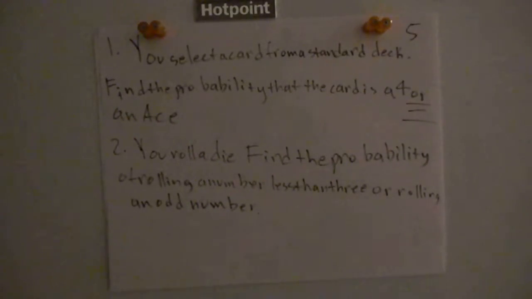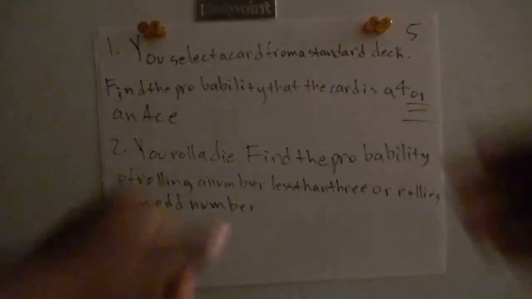For our first example, you select a card from a standard deck. Find the probability that the card is a 4 or an ace. For the second, you roll a die and find the probability of rolling a number less than 3 or rolling an odd number.